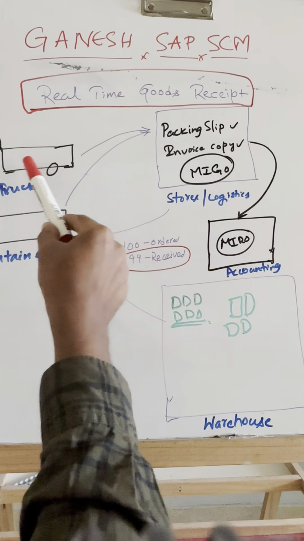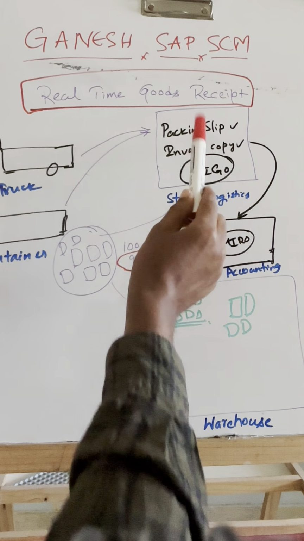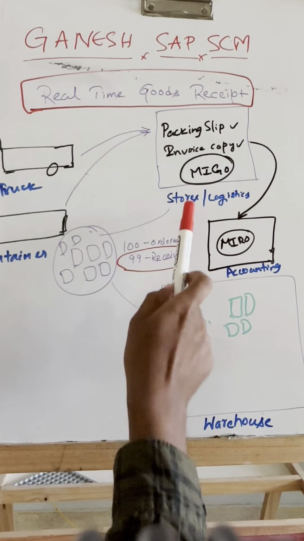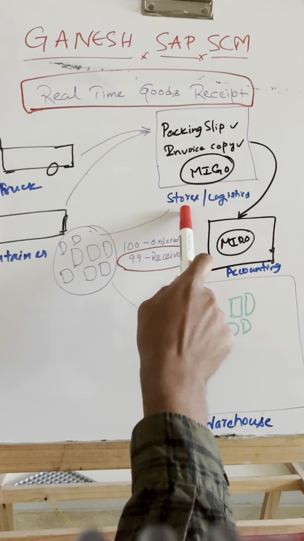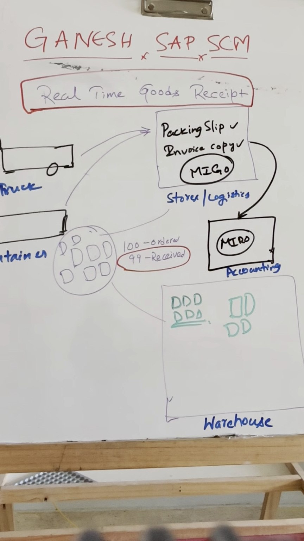And the physical goods should always come with a document, right? If they cross any toll gates or borders, then definitely they have to show that this is the order, it was bought by a customer, and we are shipping the goods to customer A. All that information is available in the packing slip. The stores will verify, then they do the goods issue in the system. After that, Miro will happen, and someone will move the stock.